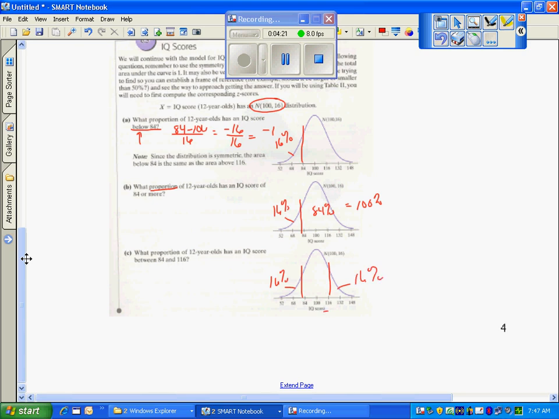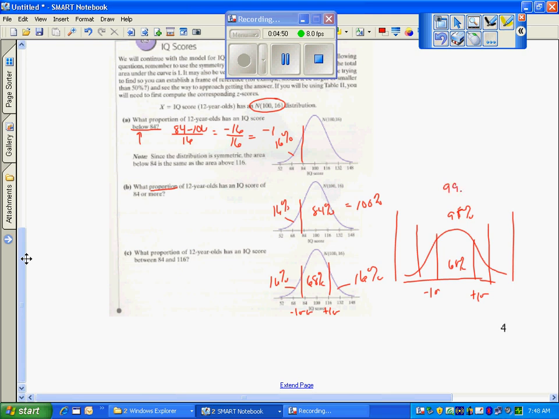How would I know that? This is 1 standard deviation above, this is 1 standard deviation below. Since it follows a normal distribution, the middle had better be 68%. If you recall, in the normal distribution, between 1 standard deviation below and 1 standard deviation above is 68%. At 2 standard deviations it's 95, and at 3 standard deviations it's 99, almost, and we'll just round it to 100%.